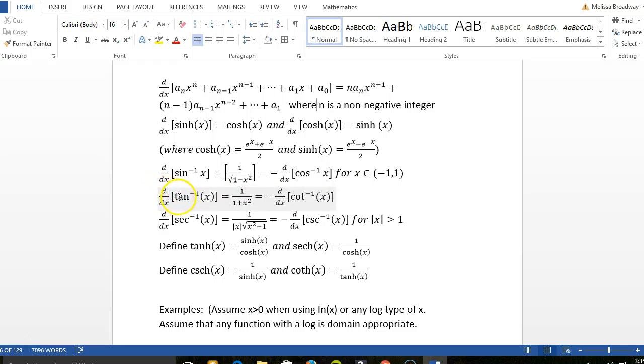The derivative of the arc tan is 1 over 1 plus x squared, and the derivative of the arc cot is just going to be negative 1 over 1 plus x squared, with the negative 1 up here. And then the derivative of the arc secant is going to be this, and the derivative of the arc cosecant would be negative 1 over this denominator.